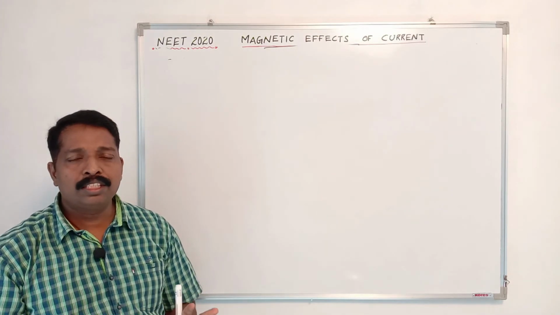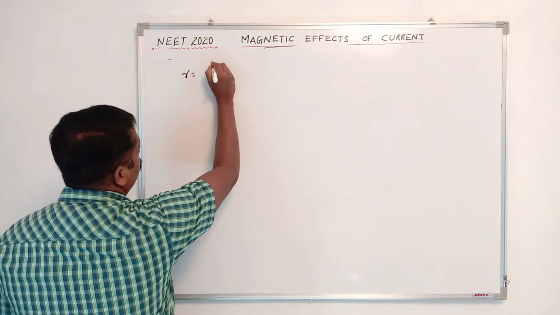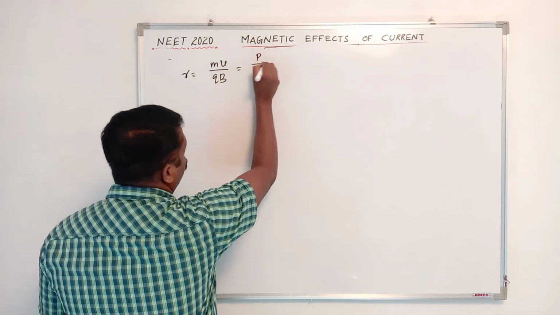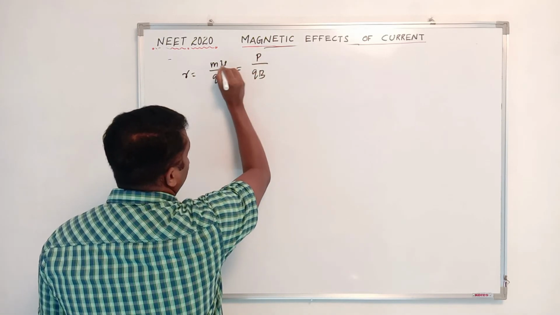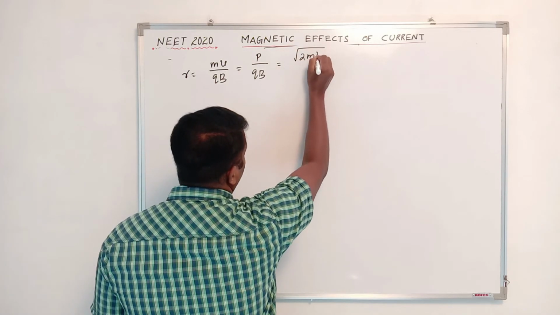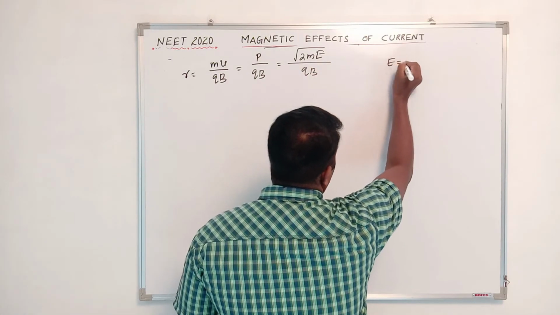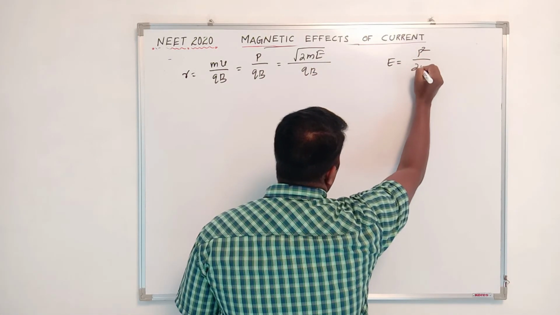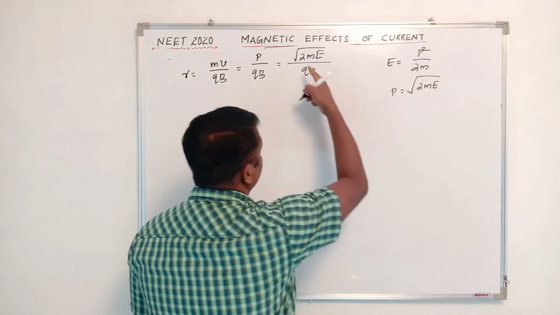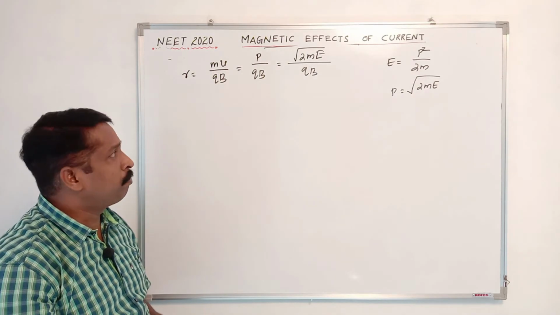So here the radius of the cyclotron is a very important equation, because r is equal to mv by qB, which can be written as p by qB. p is the momentum, mv is equal to p, and in terms of energy it is root 2mE by qB, because E, the kinetic energy, is equal to p squared by 2m, or p is equal to root 2mE. From this we can write root 2mE instead of p, therefore root 2mE by qB.